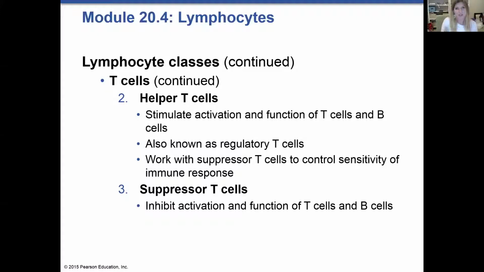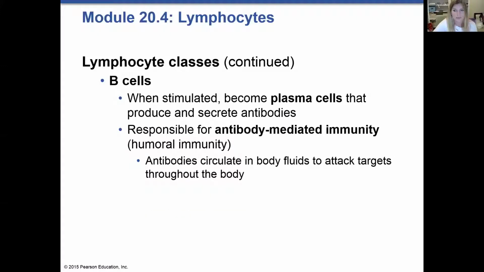There's lots of different situations where you would want to suppress the activation of B and T cells. Let's talk about B cells quickly. B cells, when they're stimulated, will undergo mitosis and form something called a plasma cell. A plasma cell is a very large cell, and what that cell does is produce antibodies. You've heard of antibodies before, right?